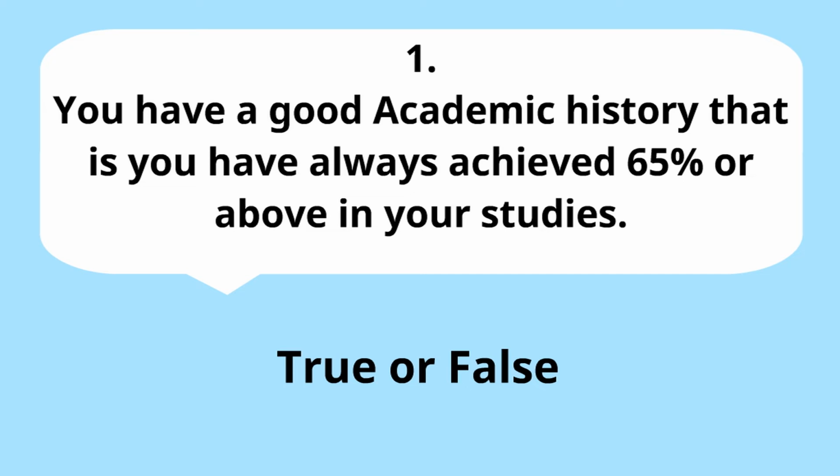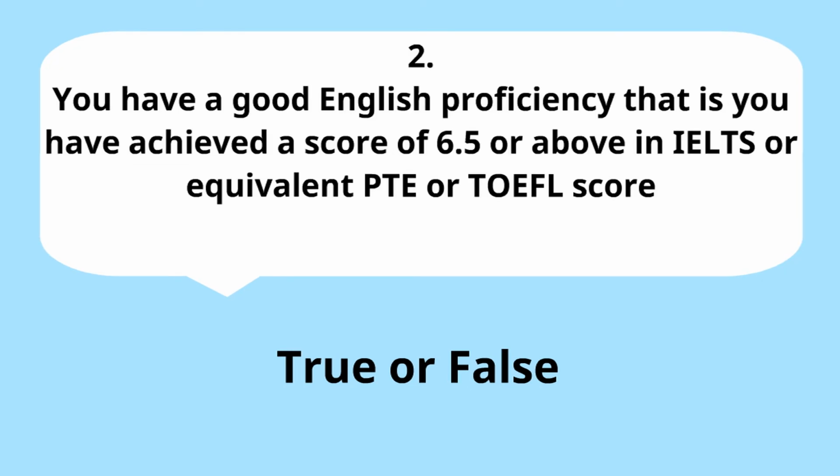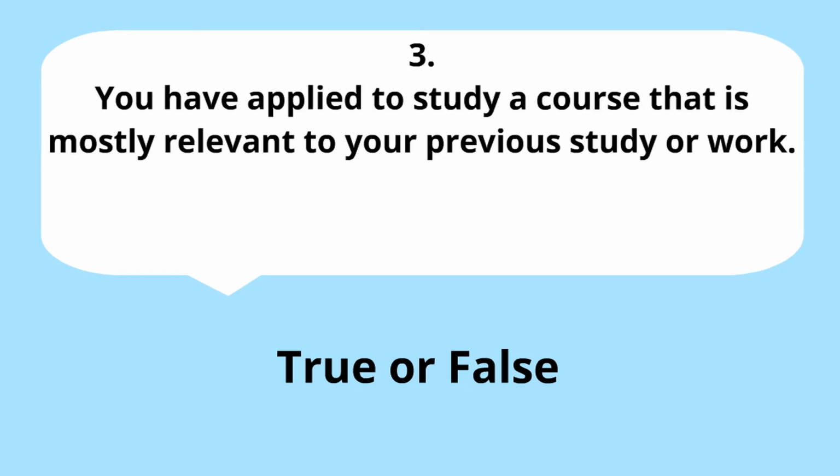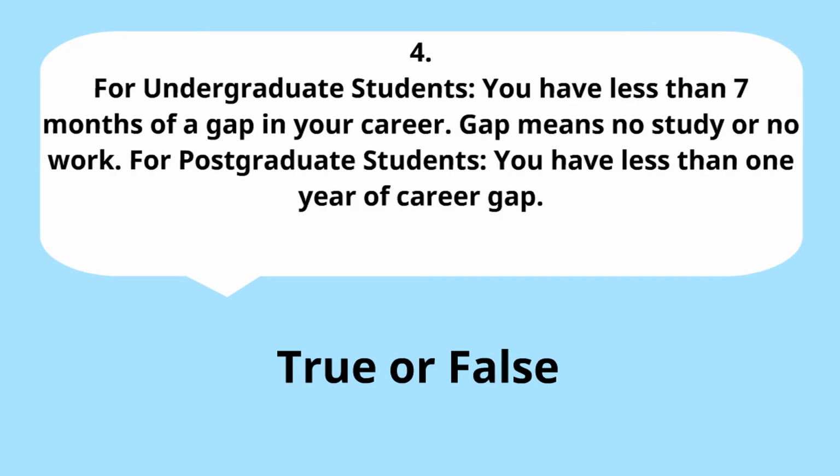1. You have a good academic history, that is, you have always achieved 65% or above in your studies. 2. You have a good English proficiency, that is, you have achieved a score of 6.5 or above in IELTS or equivalent PTE or TOEFL score. 3. You have applied to study a course that is mostly relevant to your previous study or work. 4. For undergraduate students, you have less than 7 months of a gap in your career. Gap means no study or no work. For postgraduate students, you have less than 1 year of career gap.